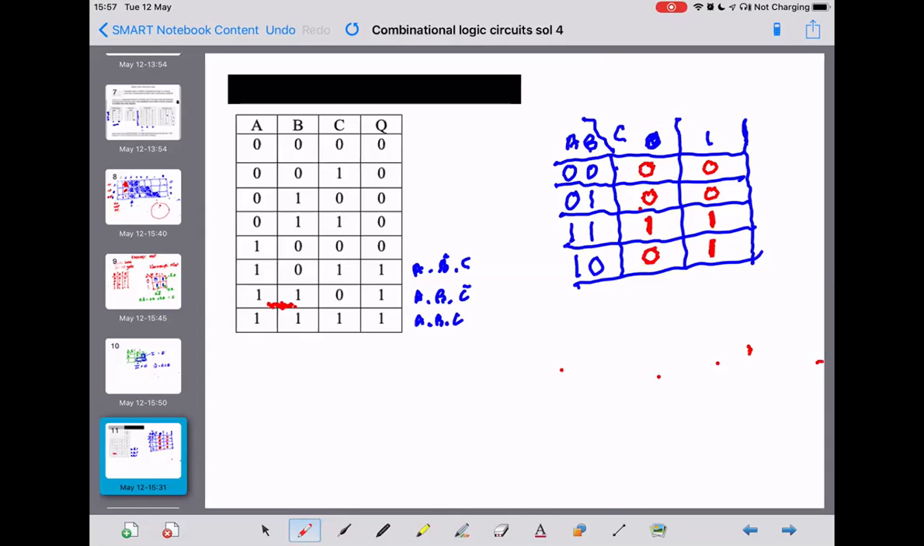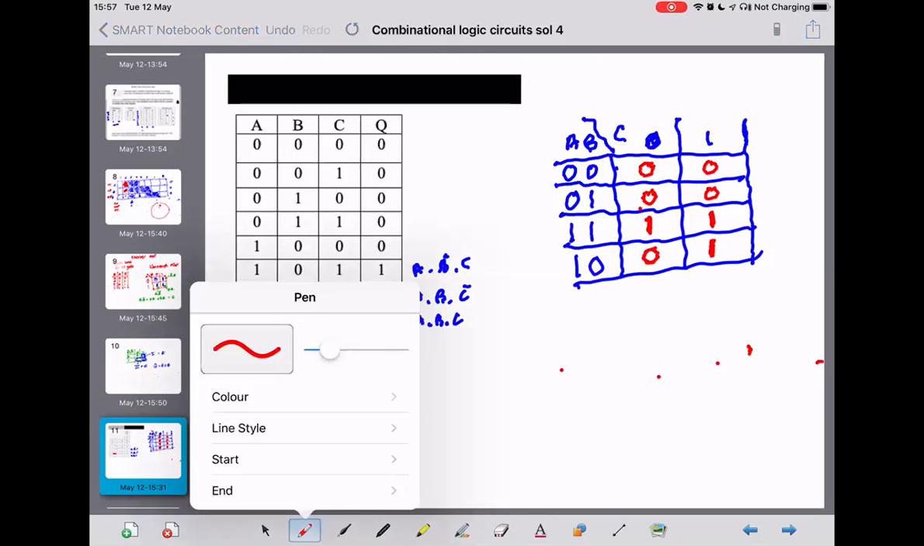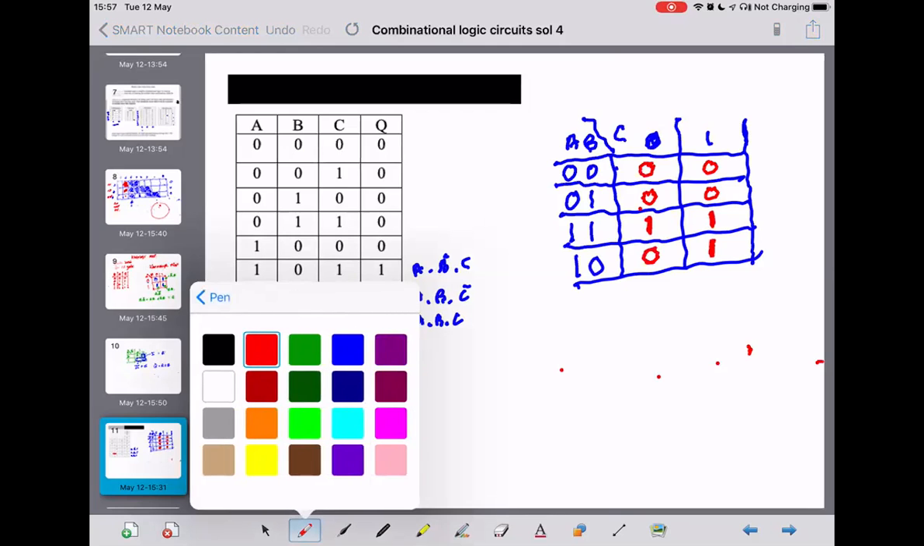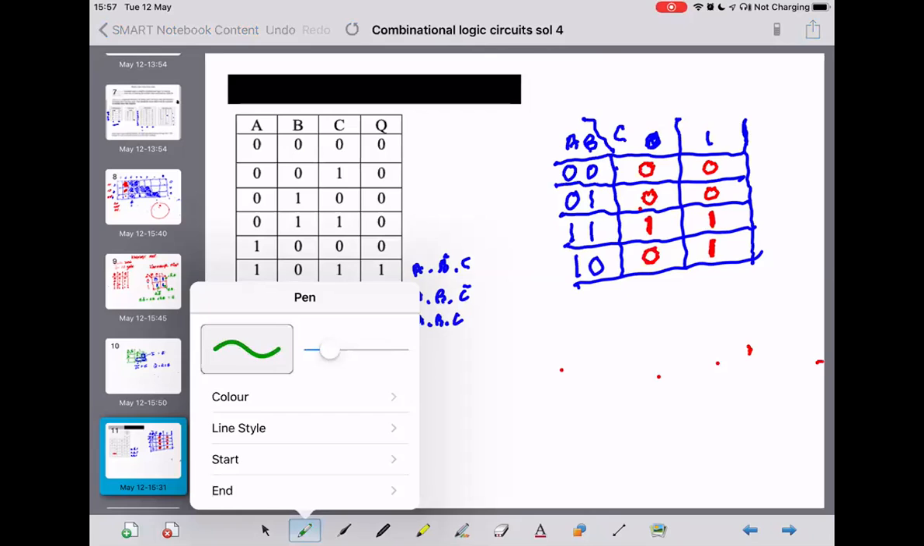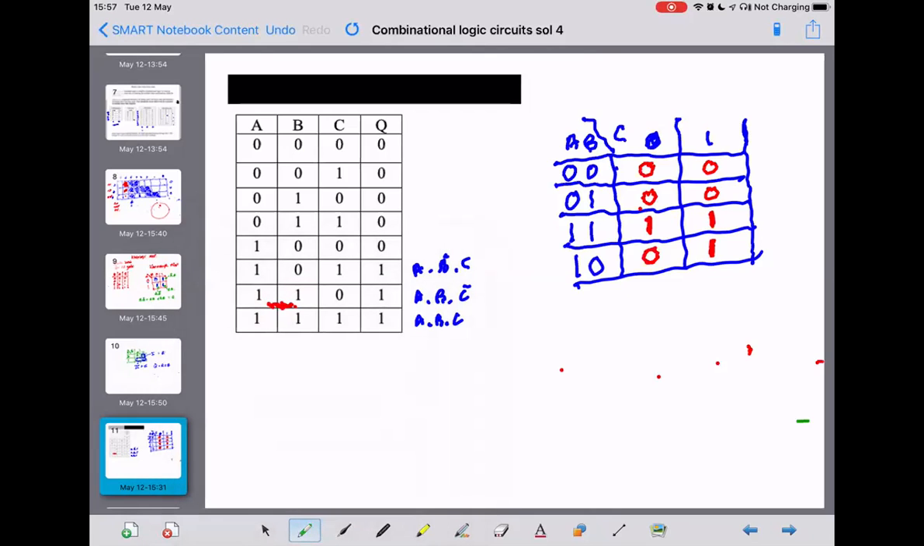Now what we do is we look for our blocks of 2, 4, or 8 in the Karnaugh map. So what we can make here are two blocks of 2. Got one there, call that 1, and we've got one here, we'll call that 2. If we can satisfy those two blocks, we can satisfy this truth table.